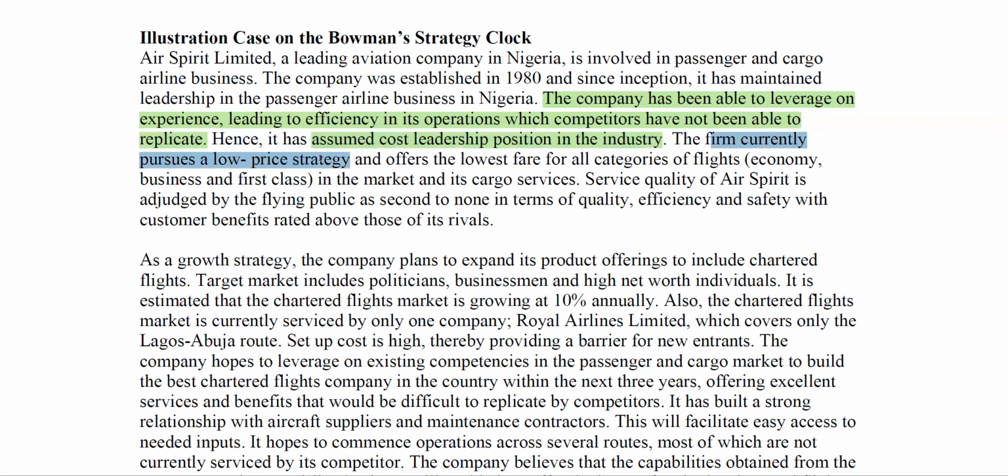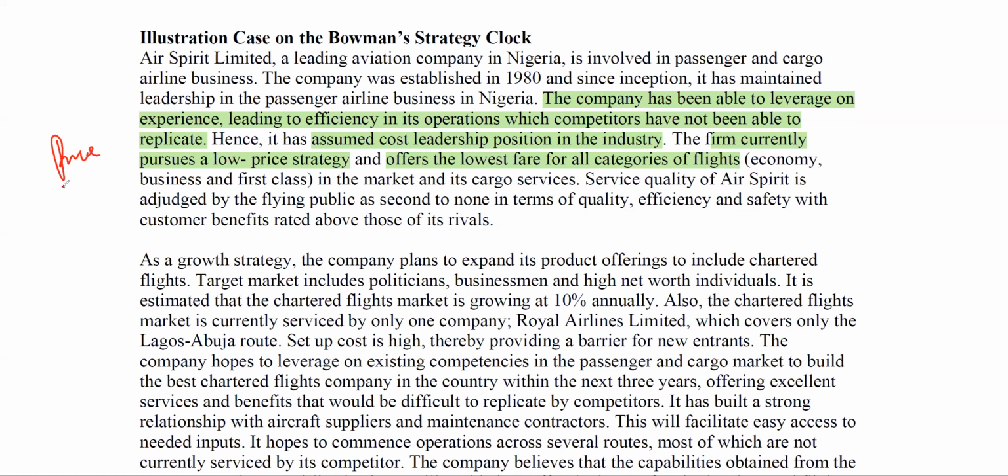The firm currently pursues a low price strategy and offers the lowest fare for all categories of flights: economy, business and first class in the market, and its cargo services. Service quality of Air Spirit is rated by the flying public as second to none in terms of quality, efficiency, and safety, with customer benefits rated above those of its rivals. So, what are we seeing?